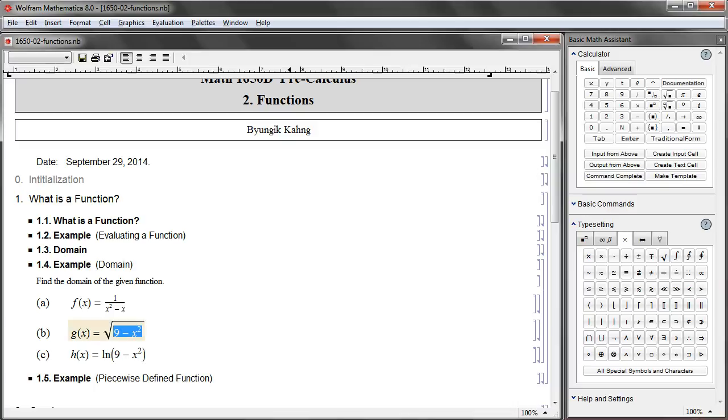Inside of a radical, especially a square root, should be greater than or equal to 0. And then if you have a logarithm, inside of the logarithm has to be strictly greater than 0. Now, we're not going to deal with logarithm in detail until I think chapter 4, way later. So for the time being, we're going to deal with only the first two.